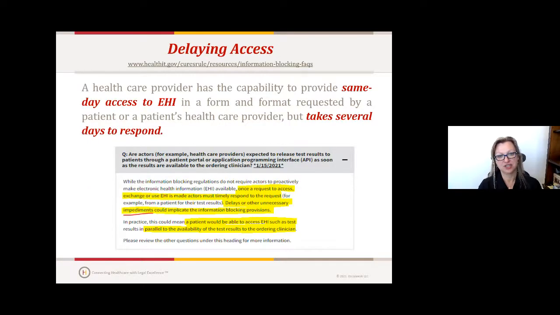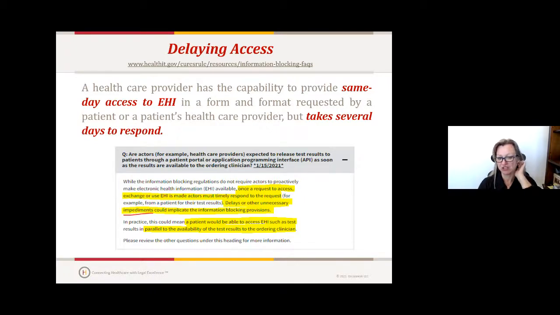Another sticky issue is delaying access. The question came up repeatedly whether, if a healthcare provider has the capability to provide same-day access to EHI in a format requested by a patient or a patient's healthcare provider, but takes several days to respond, is that delay in responding considered information blocking or impermissible interference? I think everybody was talking about this issue at some point.